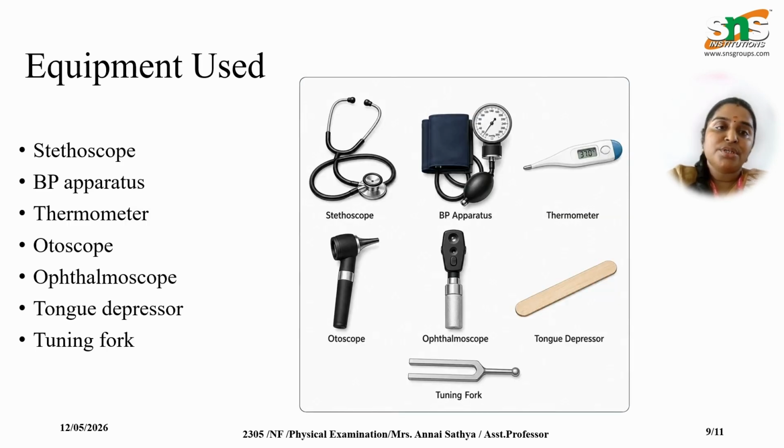So equipment used. Different equipments are used during physical examination. A stethoscope is used for auscultation of heart, lungs, and bowel sounds. The blood pressure apparatus measures blood pressure. A thermometer measures body temperature. Otoscope and ophthalmoscope are used to examine the ears and the eyes. Tongue depressors help to inspect the mouth and the throat, while tuning forks are used to assess hearing and vibration sense. So proper use of equipments improves examination accuracy.